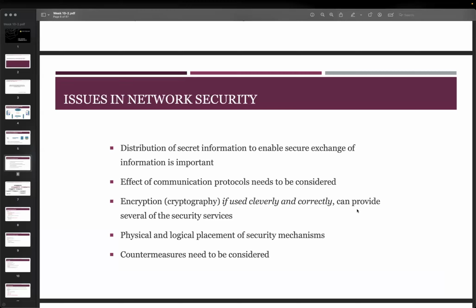That we need to think about that. So how can we provide several different security services, and also the physical or logical placement of those security mechanisms, and then the countermeasures. Also, we need to consider if you use it, maybe we have the failover and then maybe some error. Then how can we go do it?